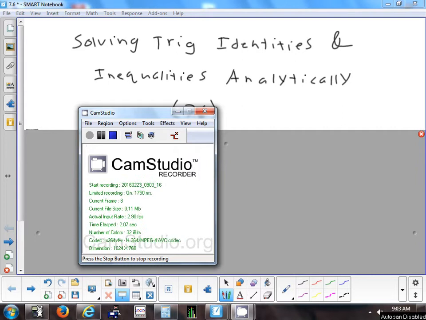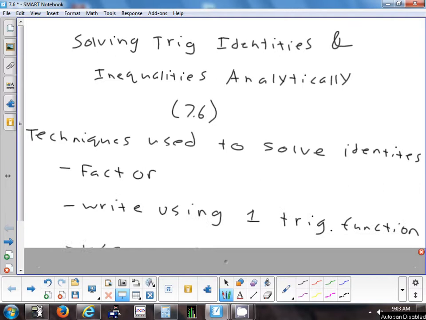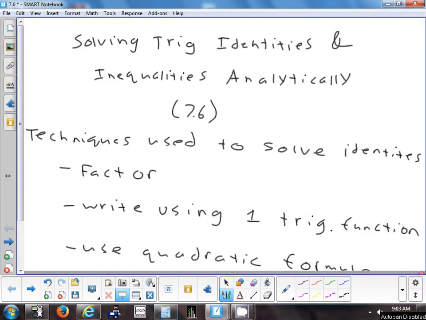All right, so our last section in chapter 7 is 7.6, and it's on solving trig equations analytically. Analytically means with algebra. It means not graphically, but we're going to use algebra. The techniques we're going to practice, you already know them. Some techniques we're going to use are factoring.